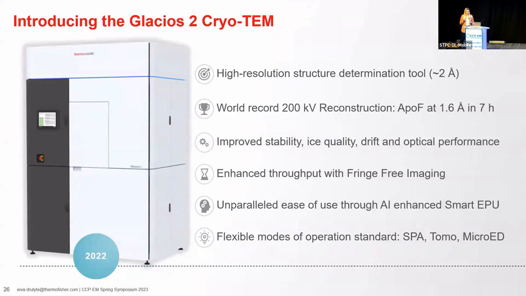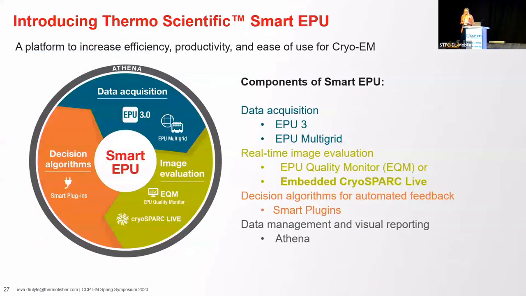So perhaps you're wondering what Smart EPU is. And this has a little summary of what it consists of. So it's basically an ecosystem of 3 parts. You have the data acquisition that is done through EPU3 that you know, and EPU multigrid. Then it has live evaluation, which is needed for it to make decisions. And that can be done using EQM or embedded CryoSPARC Live. And then it also has these decision algorithms, which allow for automated feedback, as well as some smart plugins.